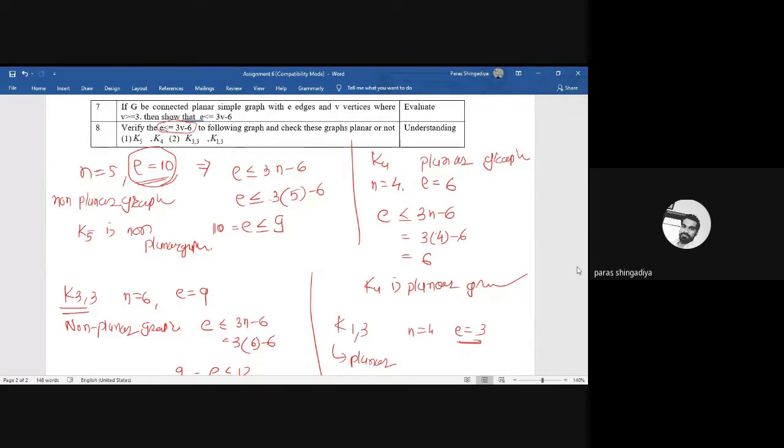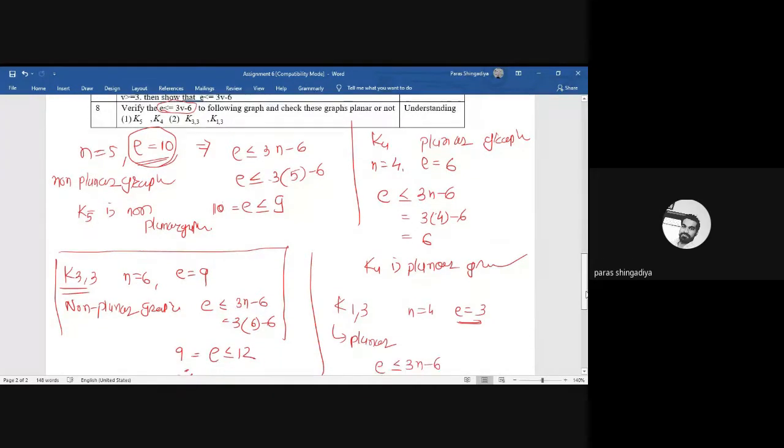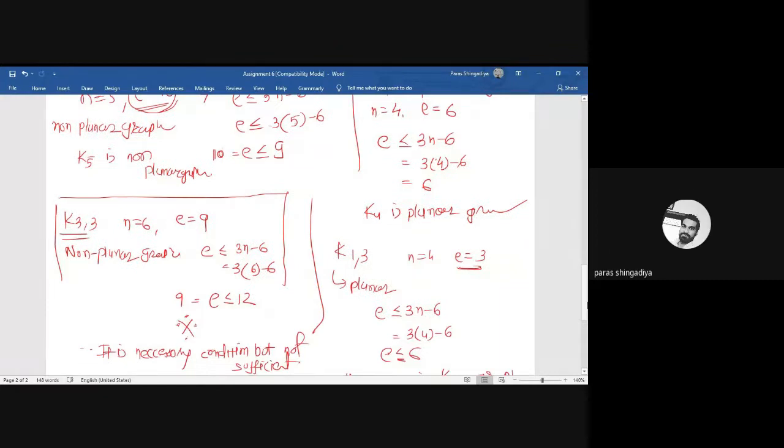Here in this K3,3 graph you get a contradiction. Here the edges are 9, and by using the formula it should be up to 12. You can consider up to 12 edges to say it is a planar graph. And here 9 edges are there, and yet it is non-planar. So therefore we get a contradiction, and in that case we can say it is a necessary condition but not a sufficient one. In the remaining cases it will be verified.